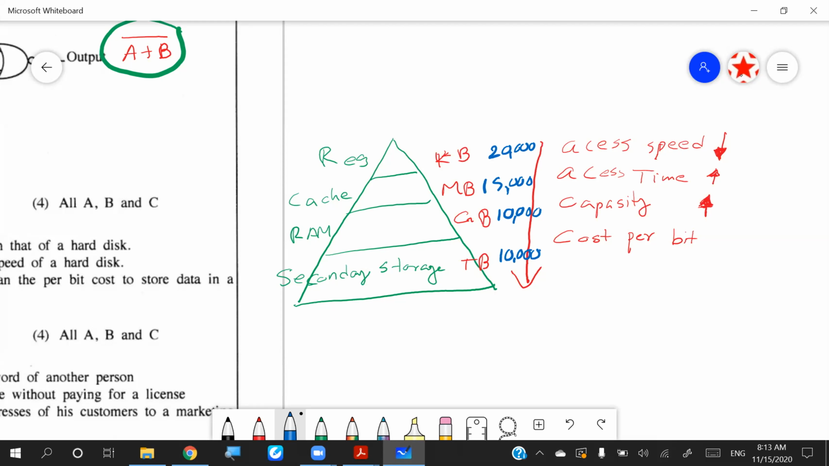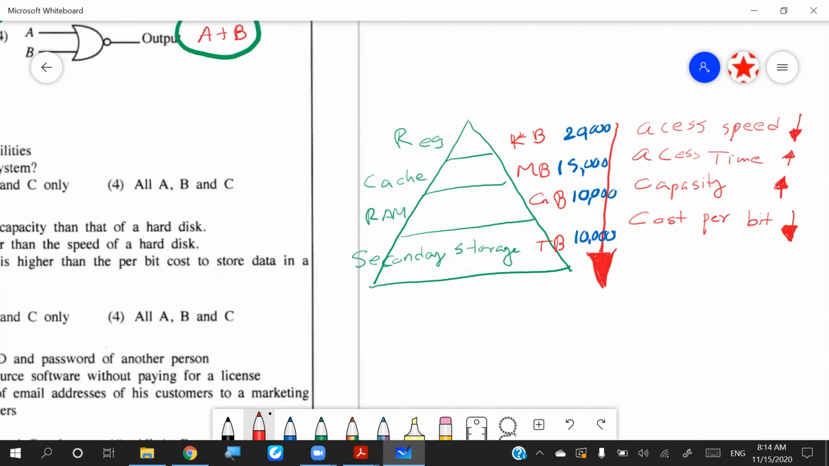So cost per bit. Now, cost per bit is going to be what? Here the kilobytes amount is going to be 20,000, so it is very high. Here the terabyte kind of things are in 10,000, so it is comparatively very low. So going downwards, cost per bit is going to decrease. So all these things are happening when you are moving downwards.